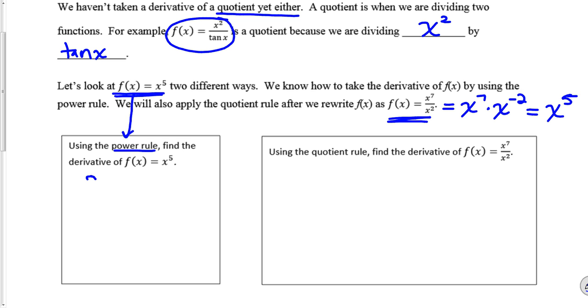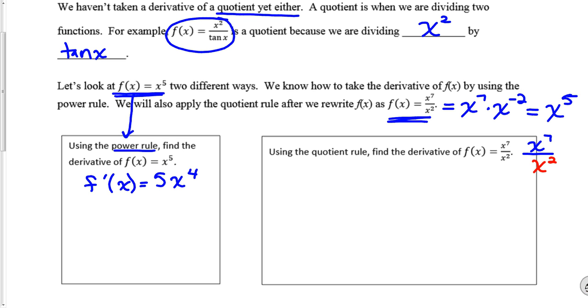So again, we've already seen this derivative, and using the power rule, the derivative of x to the fifth is 5x to the fourth. So now I'm going to do the quotient rule to the right. And so just kind of bear with me. I'm going to use a couple of different colors. I'm going to call that top blue, and I'm going to call the bottom red.